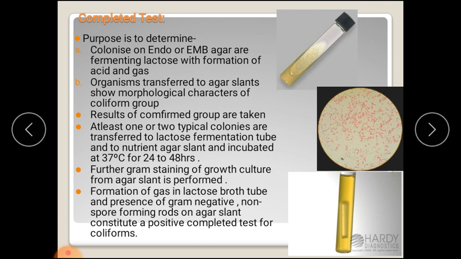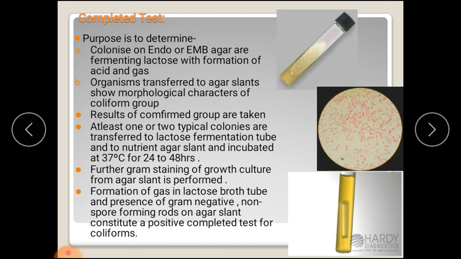The completed test is very easy. The colony from endo-agar and EMB-agar which has been showing fermentation of lactose, that colony is taken and streaked on nutrient agar slant. Then it is added into the lactose broth or McConkey's broth, inoculated in lactose broth. This is done to check the acid and gas production. This is done to perform the gram staining. So after the colony from endo-agar plate is streaked on nutrient agar, its gram staining is performed.